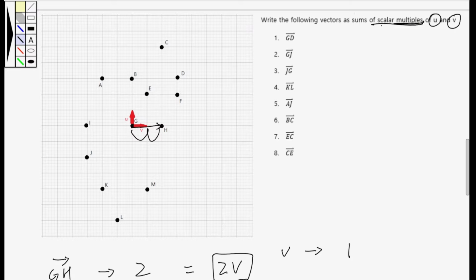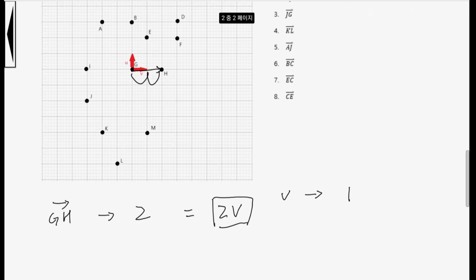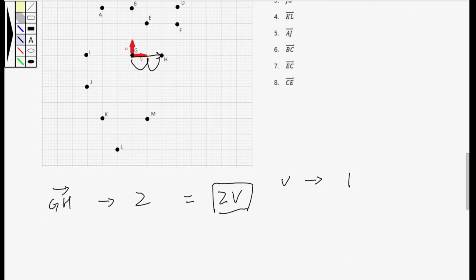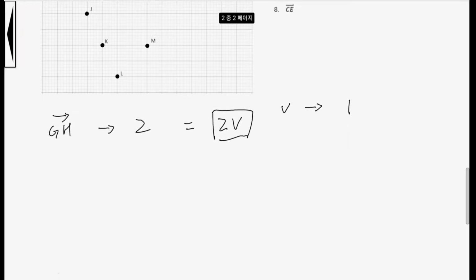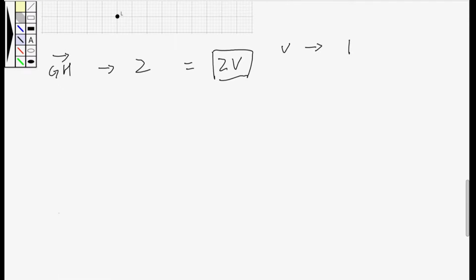But why do we need the sum of scalar multiples? What happened? This question wants to know what happens when you add two vectors. So for understanding addition of vectors, we need to know some rules, which are named the triangle law, and another one is the parallelogram law.